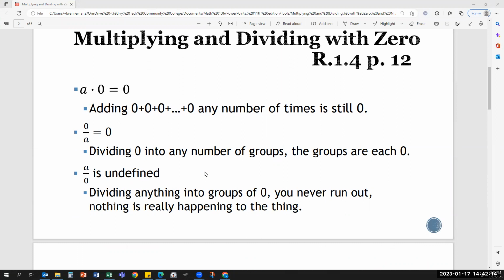So if you think about that, you're adding 0 plus 0 a times, you're still always just ending up with 0. 0 divided by a is 0. So we're taking nothing and dividing it into a bunch of groups of nothing. So the groups are, it's still nothing. A divided by 0 is undefined. So you have some amount and you're trying to divide it into groups of 0, but you never use up the thing that you're trying to divide out because those groups of 0 aren't actually affecting it.